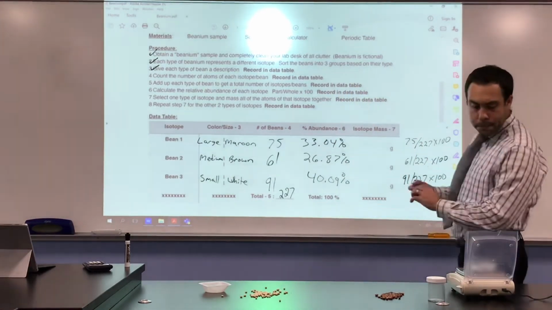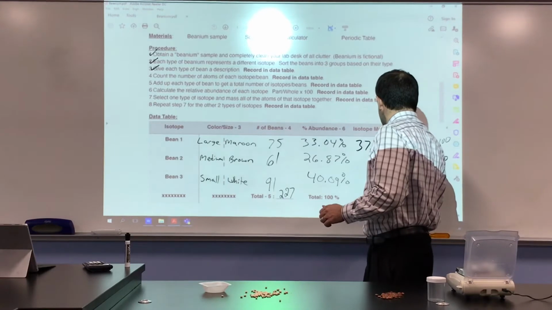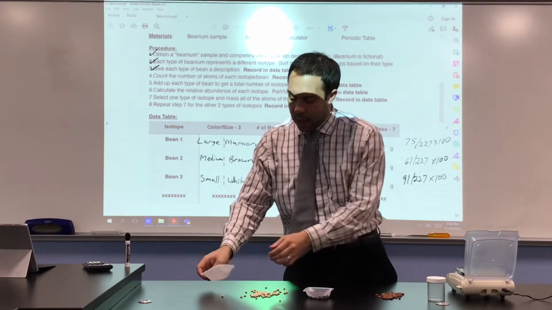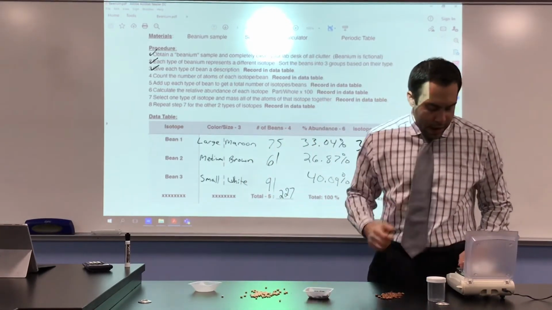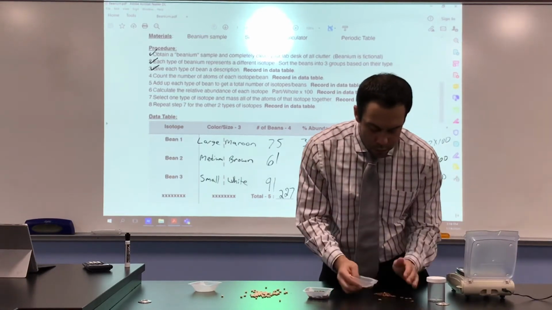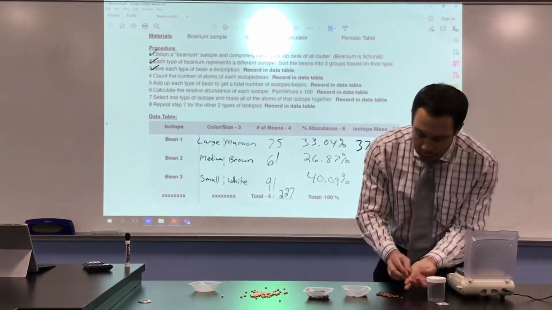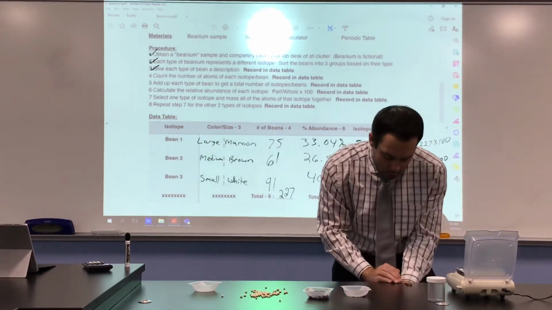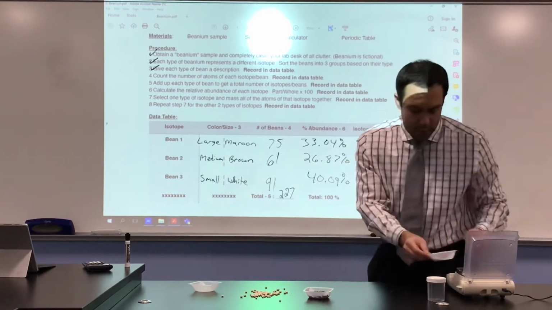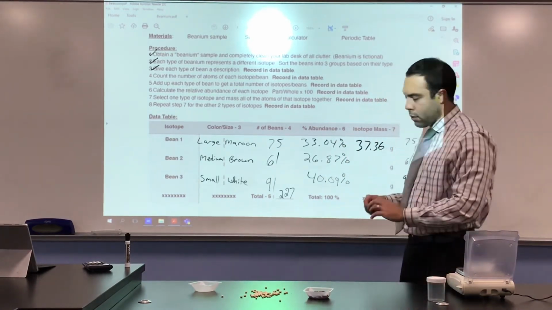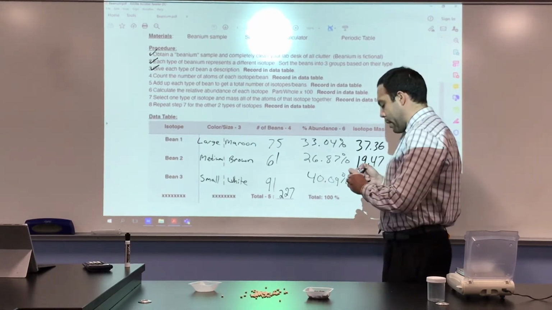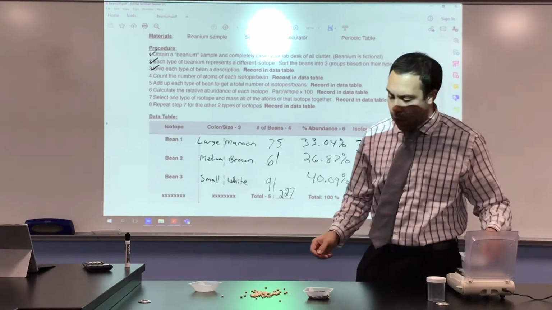37.36 grams. Then we'll do medium brown. Take another weigh boat, zero it out. Once again, try not to lose the beans. We have 19.47 grams. And last but not least, small white.